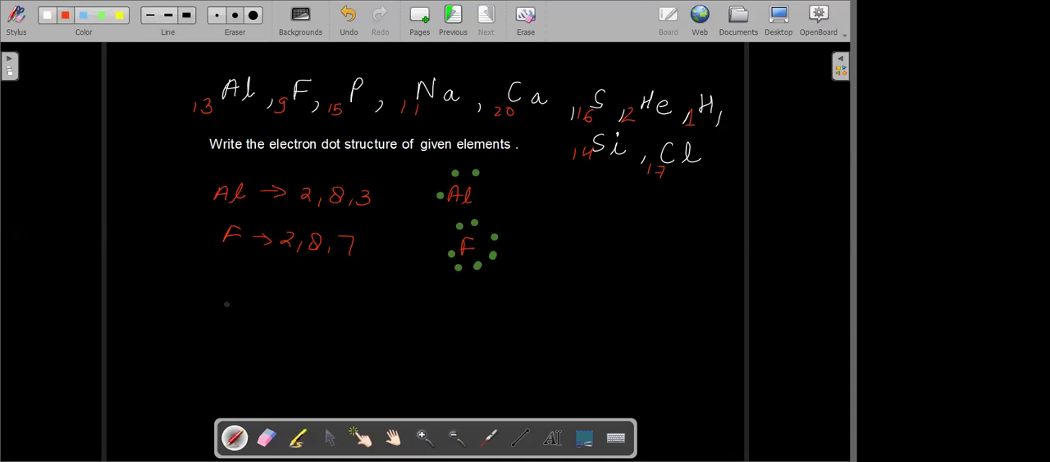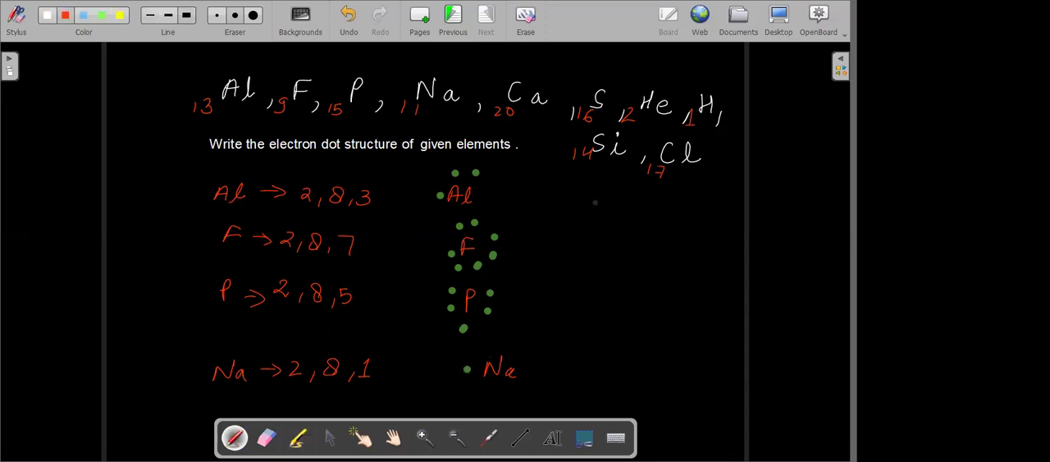Then I make phosphorus. Phosphorus has the configuration 2, 8, 5. That's 15. So you write P with 5 electrons: 1, 2, 3, 4, 5. Then you have sodium. Sodium is 2, 8, 1. So Na will have 1 electron. Just Na, sodium.